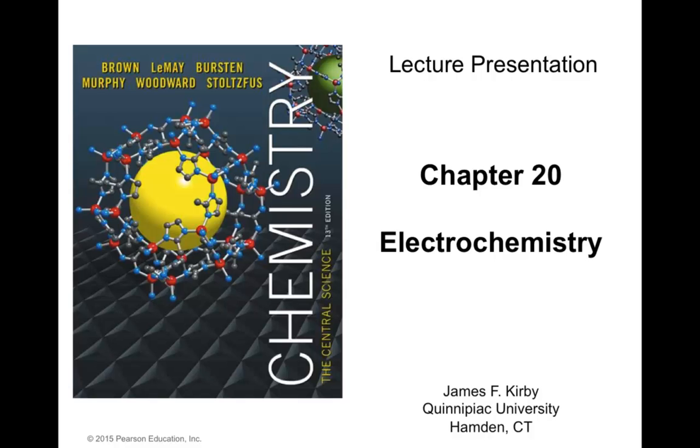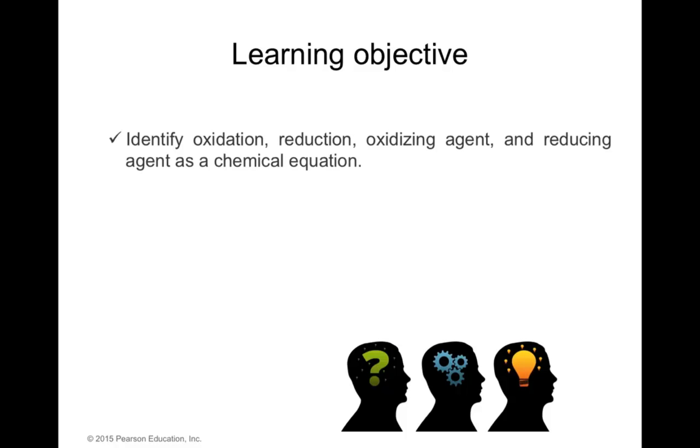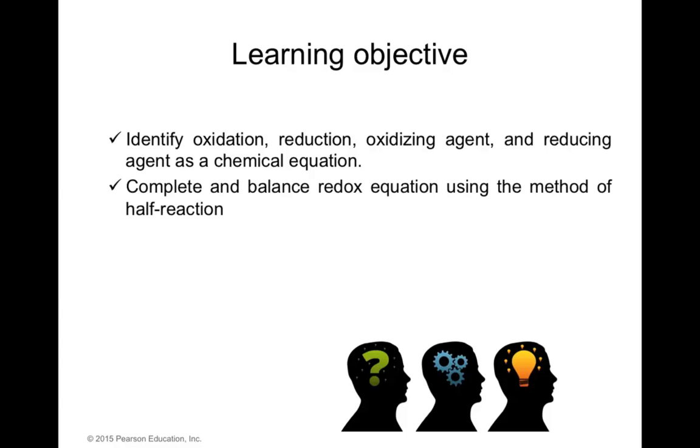This is our module number 20, Electrochemistry. Our learning objectives are to identify oxidation, reduction, oxidizing agent, and reducing agent in a chemical equation, and also to complete and balance a redox equation using the method of half-reactions.